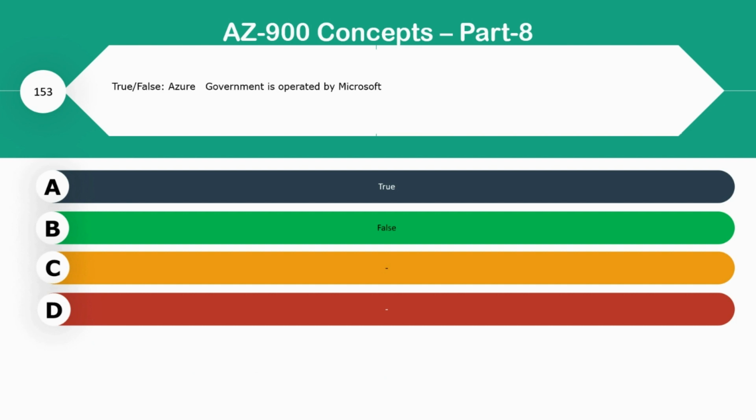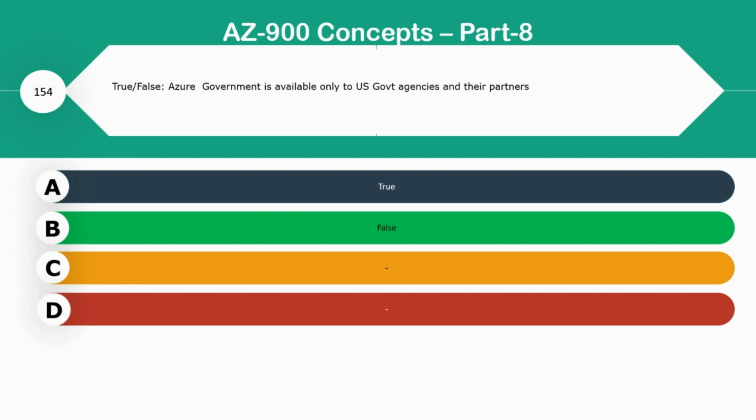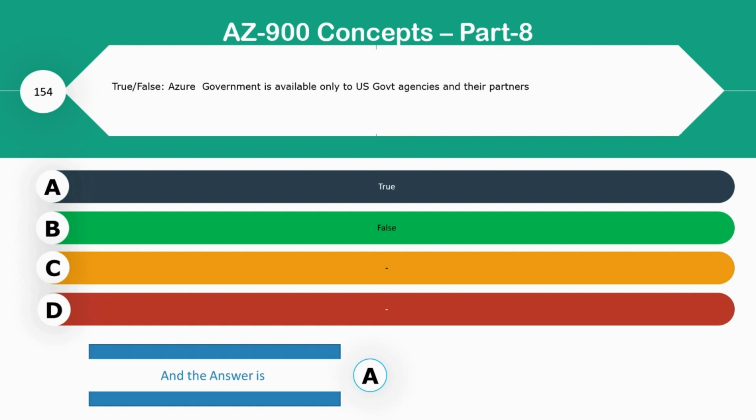Azure Government, or US Government, or Azure US Government, is exclusively for federal US government operations. And the data centers are in the US, which are directly operated and maintained by Microsoft. So the right answer for this question is option A, that is true. True or false? Azure Government is available only to US government agencies and their partners. We have seen the answer for this in the previous question, and so the right answer for this question is option A.